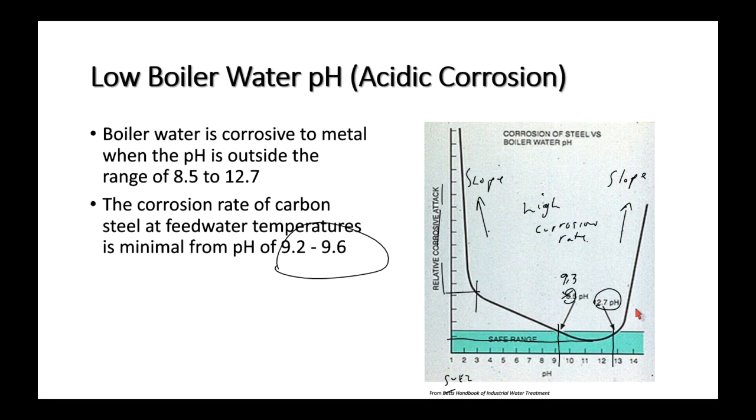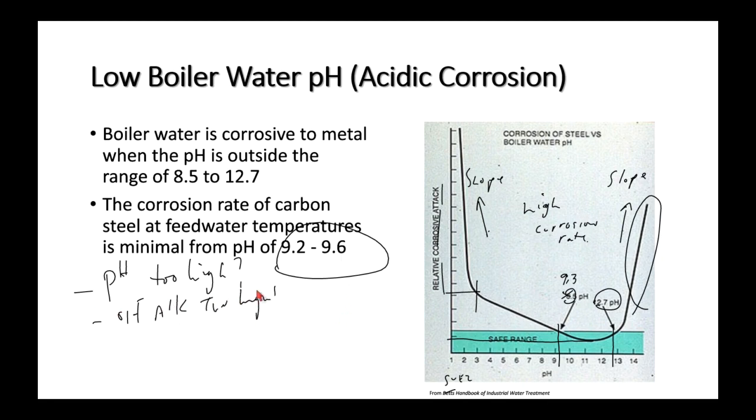Now, a common misconception people have is, if my pH is too high, or if my OH alkalinity is too high, what do I do? Some people say, add acid to the boiler. So you've got a little acid feed pump, adds a little bit of acid. Never, never, never, never add acid.